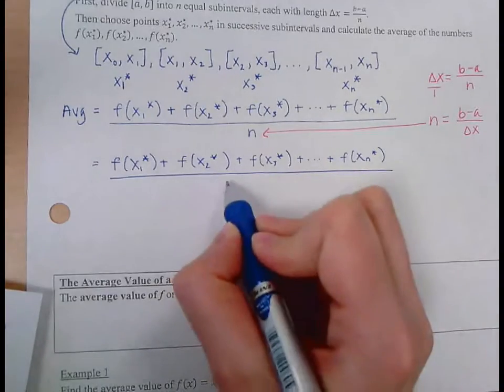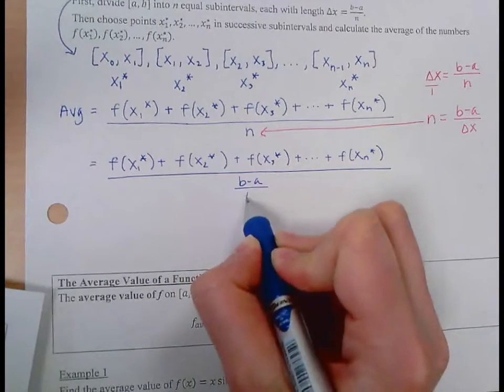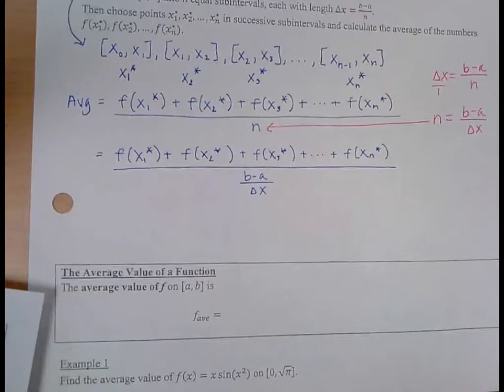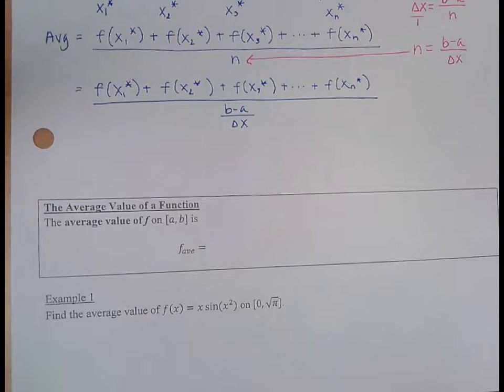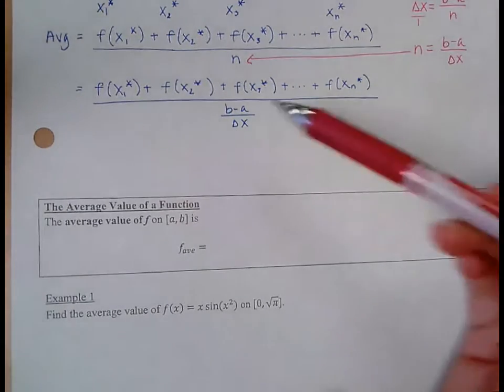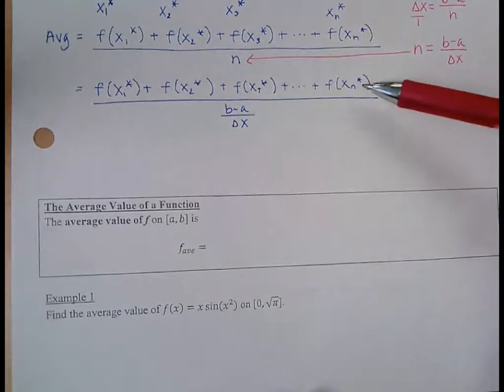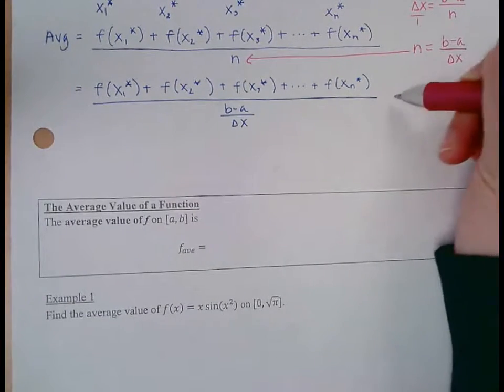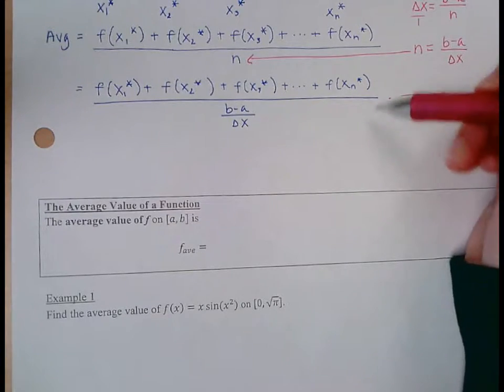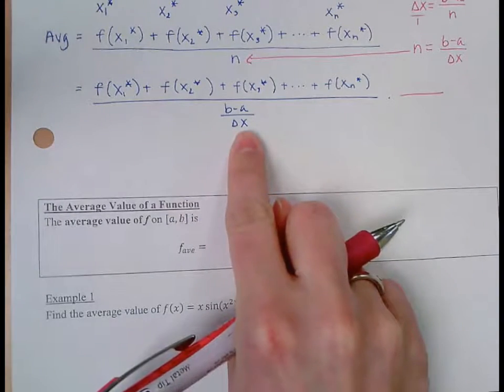And then that would be over b minus a divided by delta x, so I get this complex fraction. And rather than leave it as a complex fraction, I know I can cancel out this denominator. Dividing by a fraction means I'm multiplying by the reciprocal. So if I wanted to cancel out this denominator, I can multiply both the top and the bottom of this overall fraction by the reciprocal of b minus a over delta x.